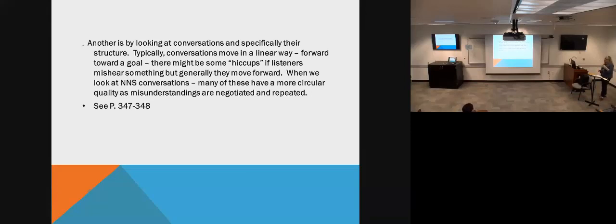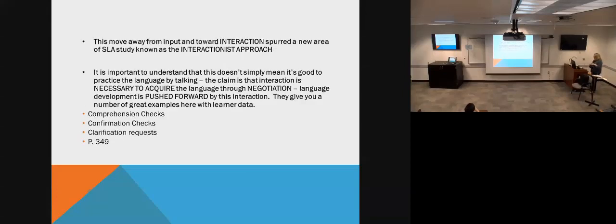Okay, so you get the general idea. So the idea is, in terms of the broader sense of acquisition, that this kind of negotiation is going to move you forward, and without it, you're not going to move forward. So this move away from input to interaction spurred this new area called the interactionist approach, which is in fact Gass and Mackey. Mackey wrote the earlier version of this book.